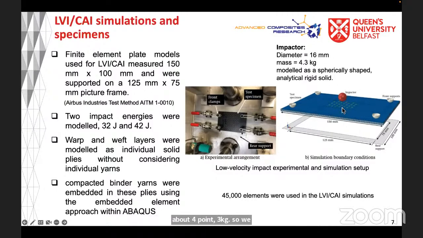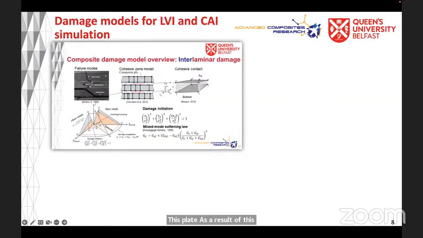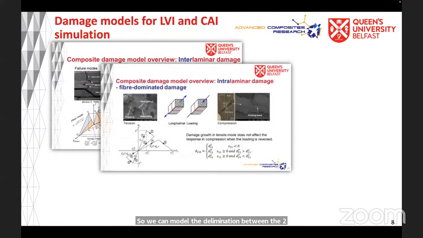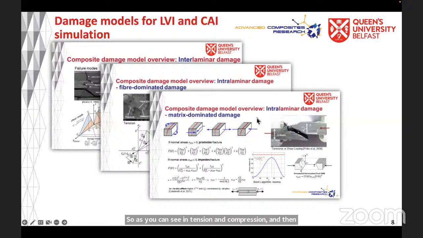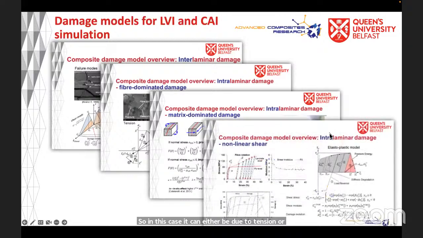So we want to see what will happen to this plate as a result of this impact. The way we are doing it in the finite element software Abaqus is that we are using different damage models. We can model the delamination between the two layers. Then we also need to model the intralaminar damage, so we should model the fiber dominated damage, in tension and compression, and then we should also model the fiber or matrix dominated damage. In this case, it can either be due to tension or compression, or due to shear. And then we also need to model the non-linear shear response of the matrix. So our model incorporates all these models together.